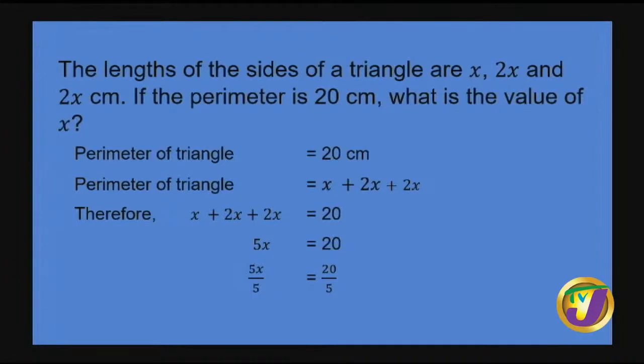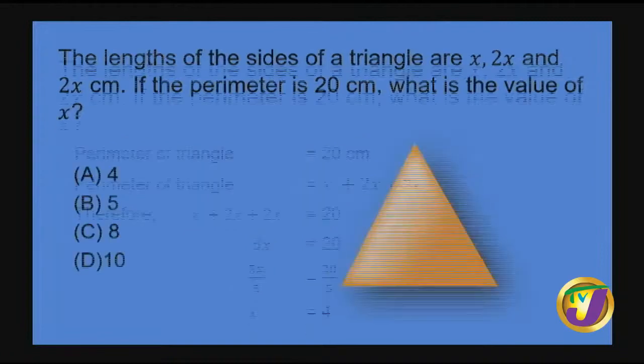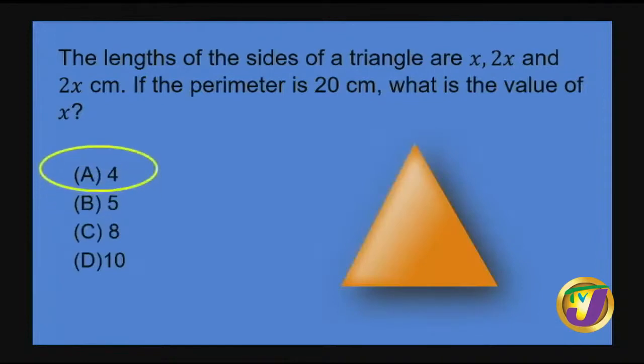So let's simplify this. Let's find the value of x by undoing that 5x there by dividing both sides by 5. Right. So when we divide both sides by 5, we arrive at x is equal to 4 centimeters. There we go. So our x here would have been 4 centimeters.